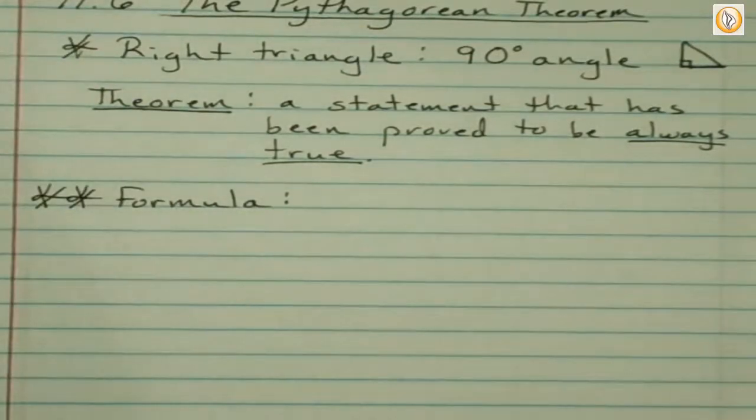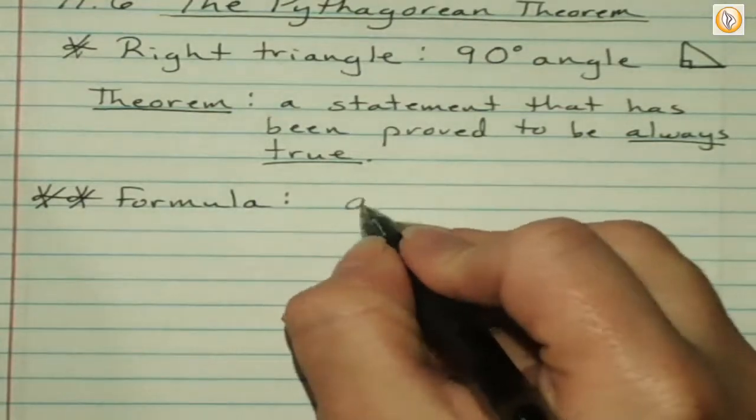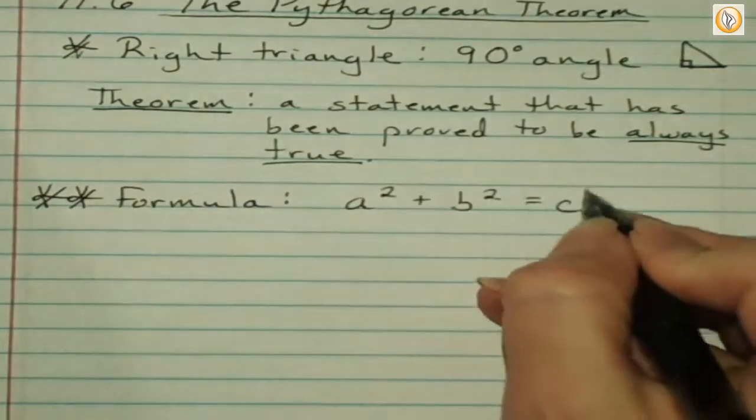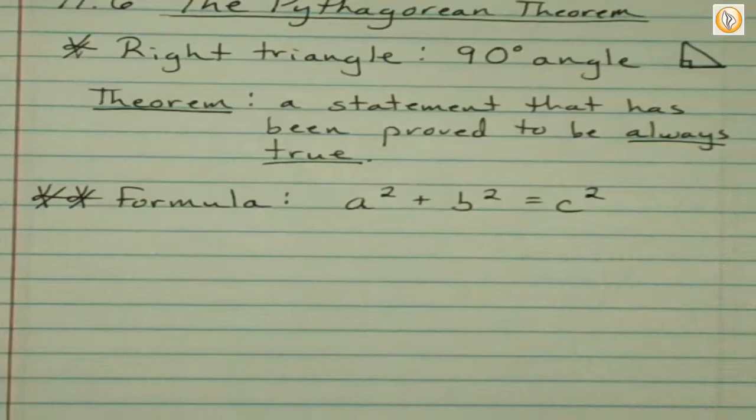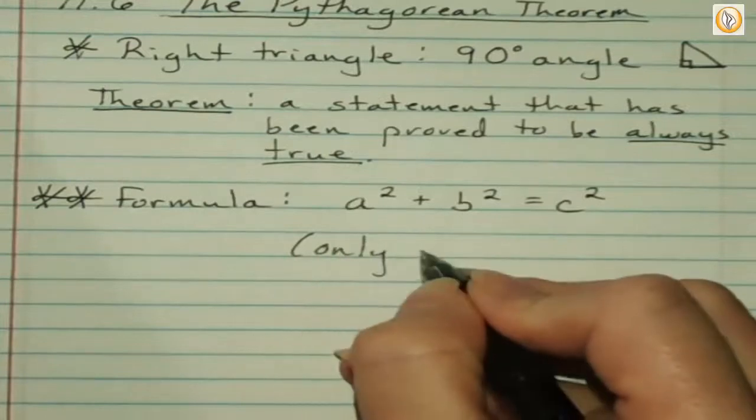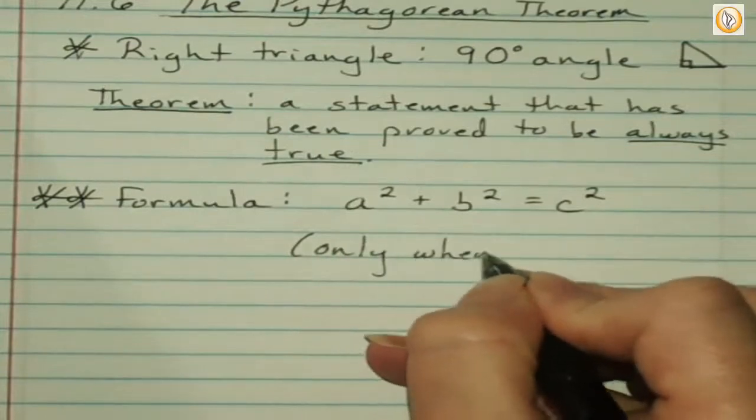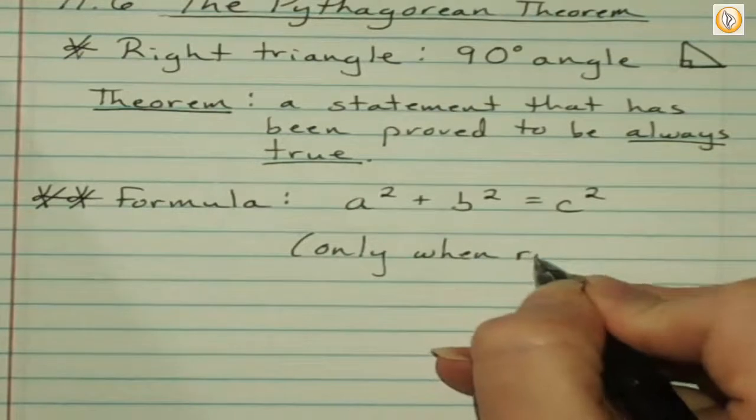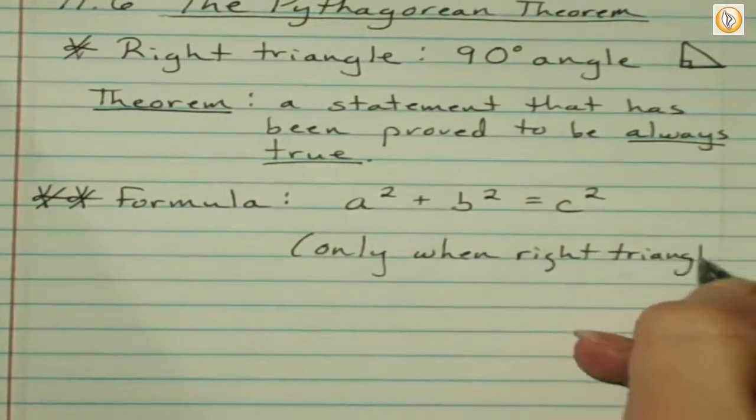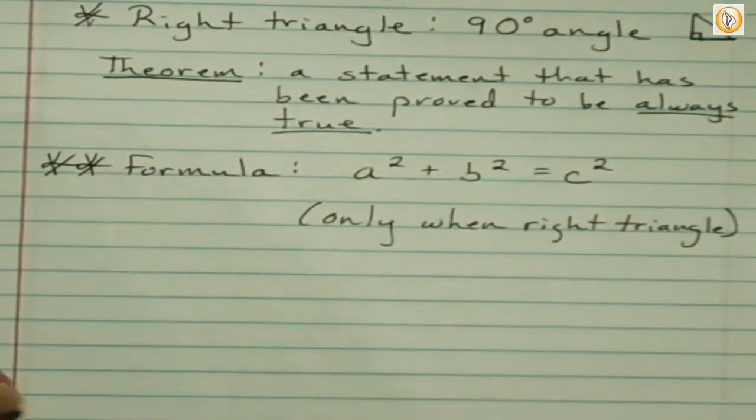Who can remember the formula for the Pythagorean theorem? Gabby? Very good. A squared plus b squared equals c squared, only when it's a right triangle. Only when it's a right triangle.